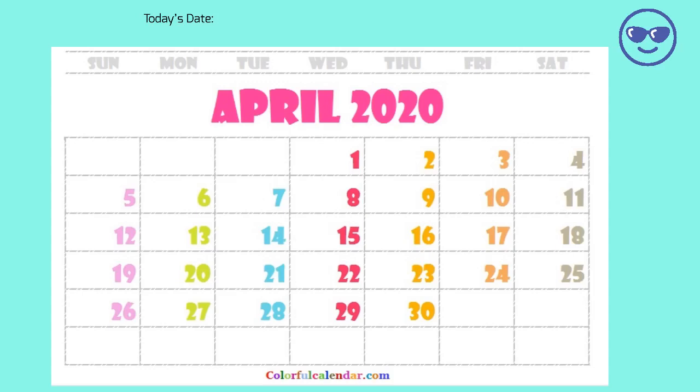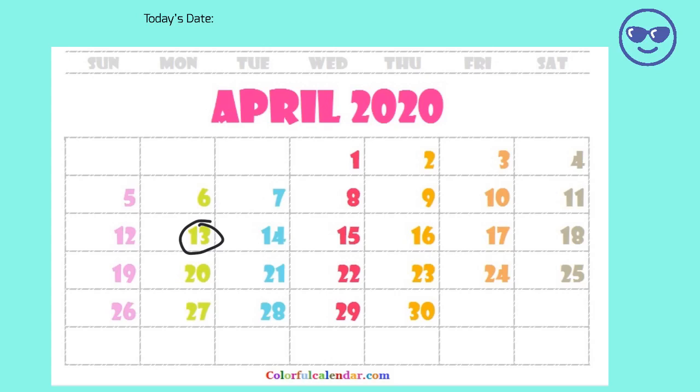So, it is April 2020. Today's date is, look at the calendar and tell me what's today's date. Everyone, get ready. Yes, it is April 13th, 2020. I'm going to go ahead and circle that. Today's date is April 13th, 2020.